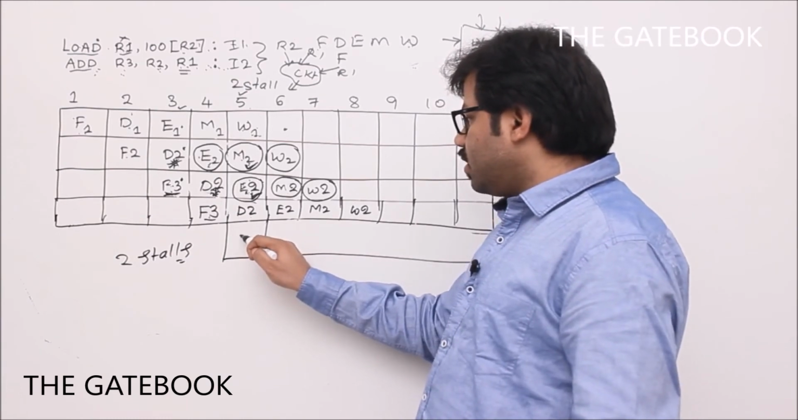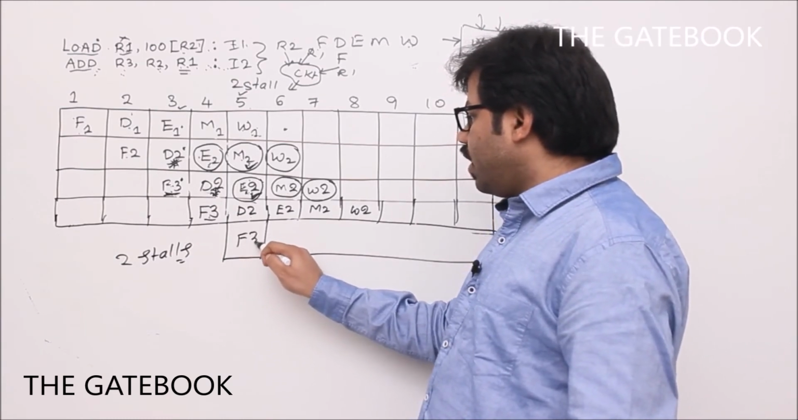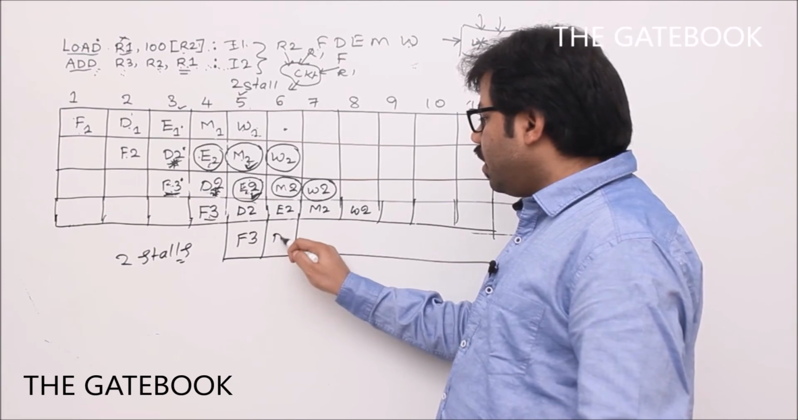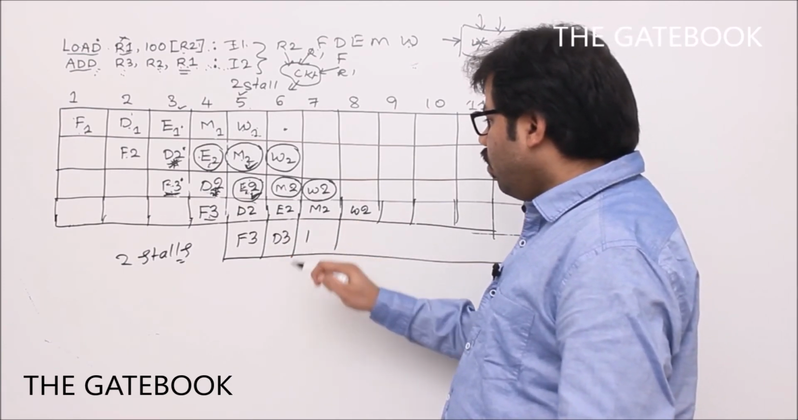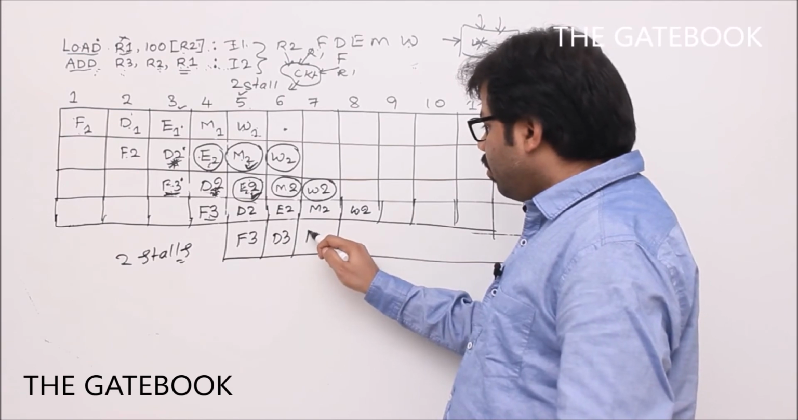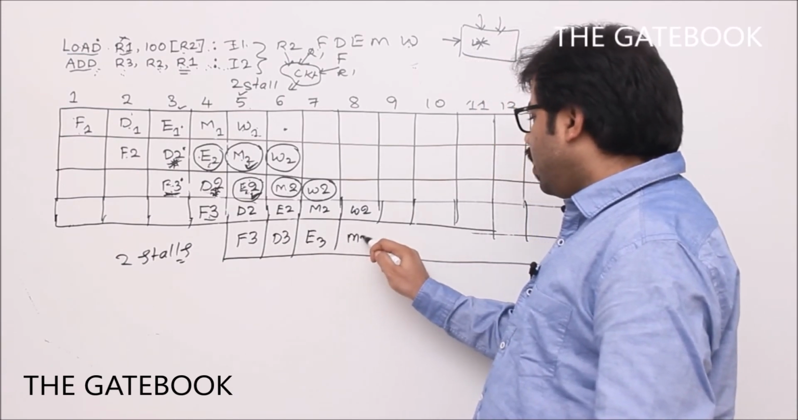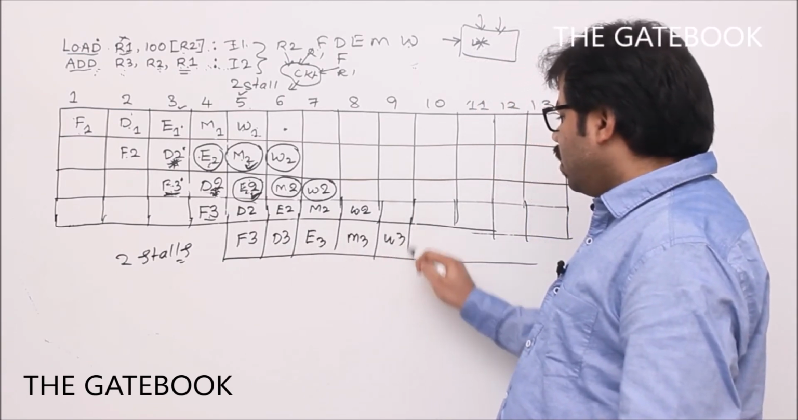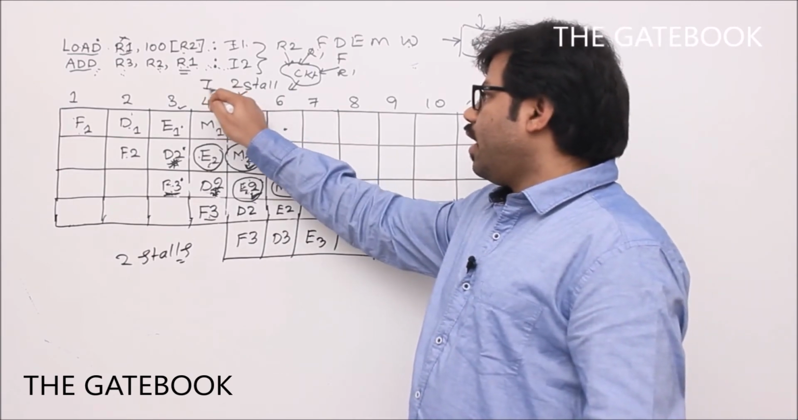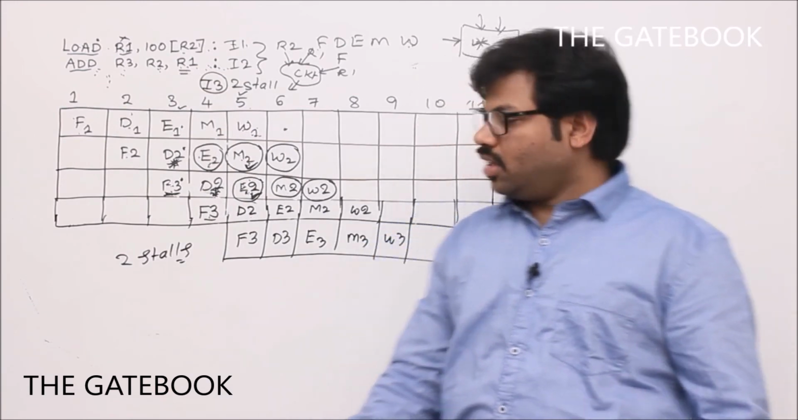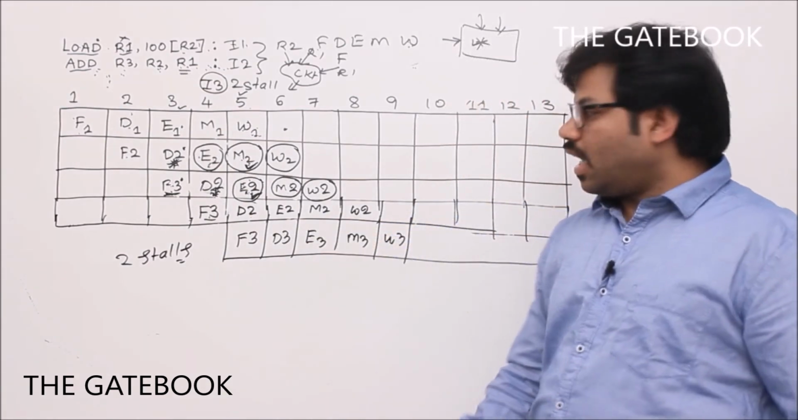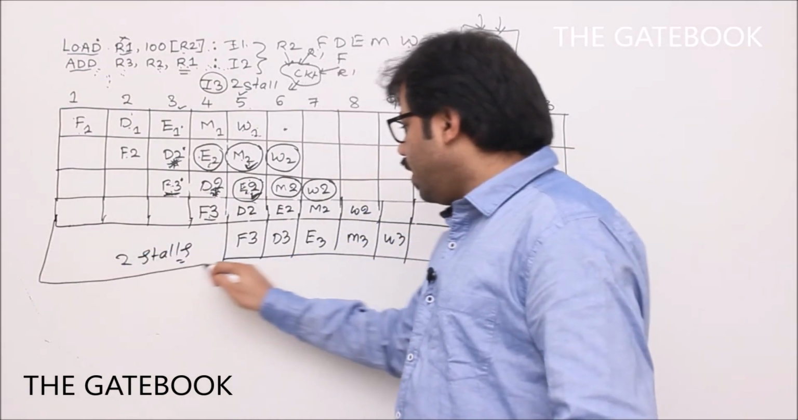Now it will be like this. Next time again we fetch F3, then we decode D3, then E3, M3, W3, in that way. So things will be carried along. I did not show what I3 is here; assume that I3 is one of the instructions. Okay, so this is the way stalls will be introduced, right?